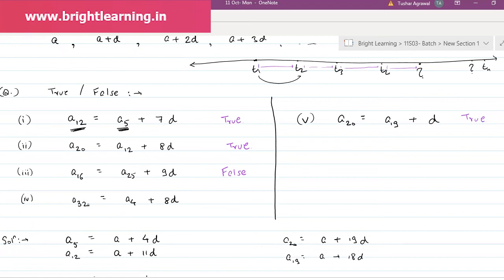The last one, A32 and A4. Don't think that 32 divided by 4 is 8. So that is also not correct. Okay. Got it? Yes, sir.